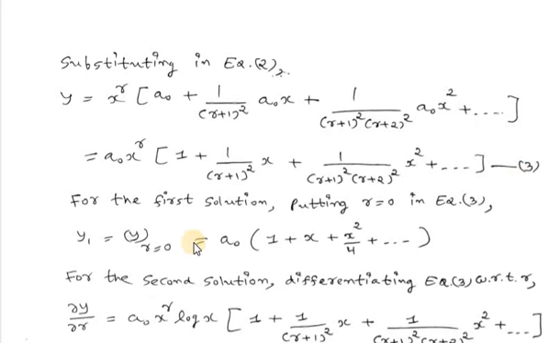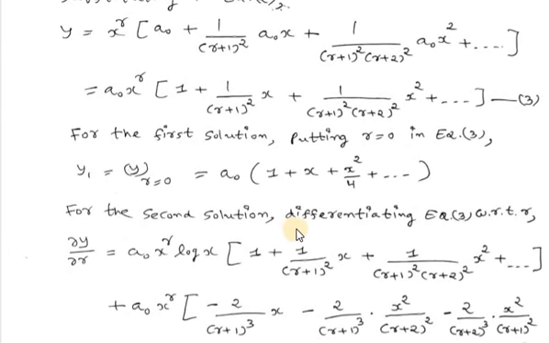Now we will find the first solution, that is y1, and y1 is nothing but y at r equals 0. So we will put the value r equals 0 in this equation. So we will have y1 equals a0, x raised to 0 is 1, so into bracket 1 plus 1 over (r + 1) squared, with r equals 0, it will become x, plus 1 over (r + 1)(r + 2) squared, with r equals 0, 2 squared is 4, so the result is x squared by 4 plus and so on. So this is y1. Okay.